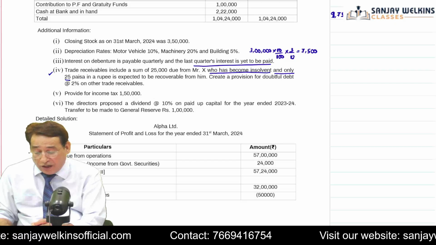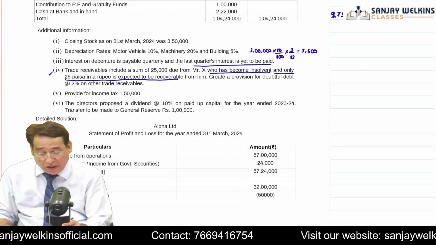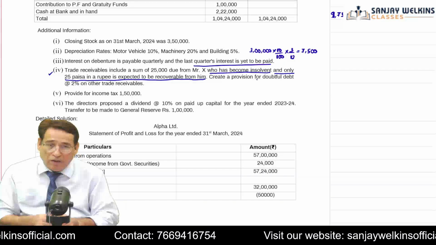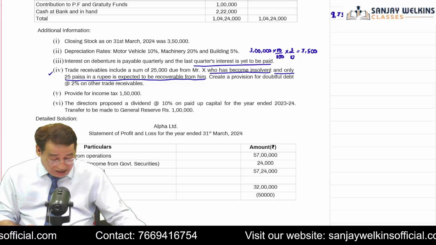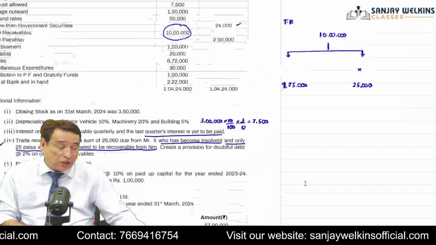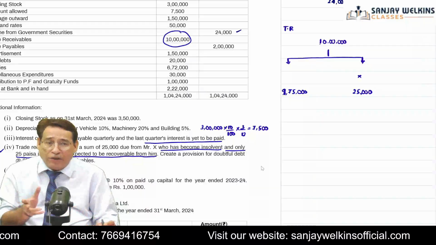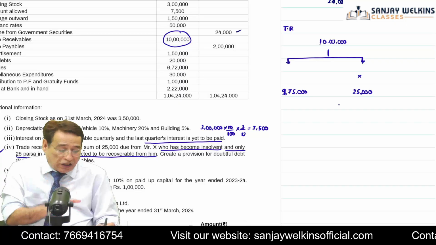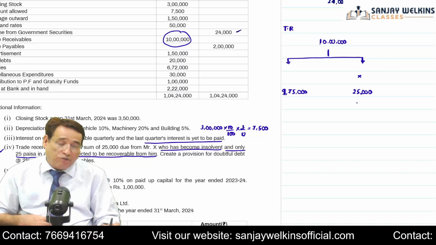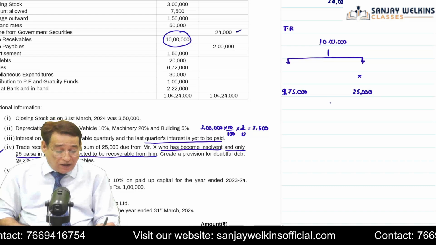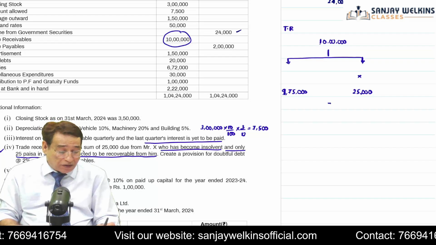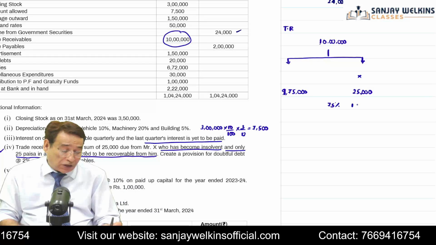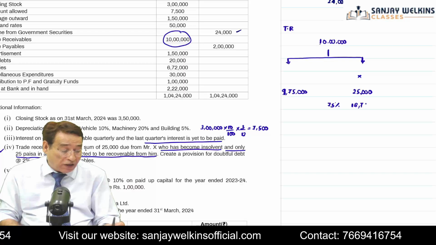Only 25 paisa in a rupee is expected to be recoverable from him. Mr. X has become insolvent, no doubt about that. And it is stated in the question that we expect to receive only 25%. That means we expect that 75% will not be received. If 75% will not be received, I will have to create a provision of 75%. So I will have to compute 75% of 25,000, which will be equal to 18,750.